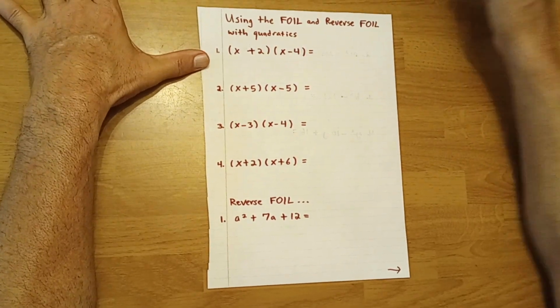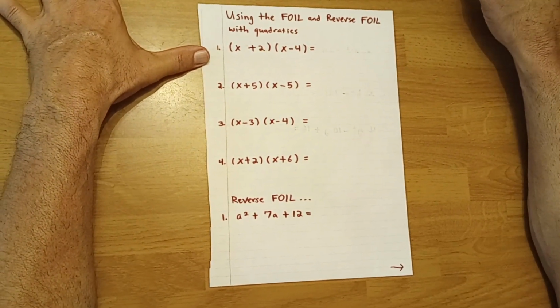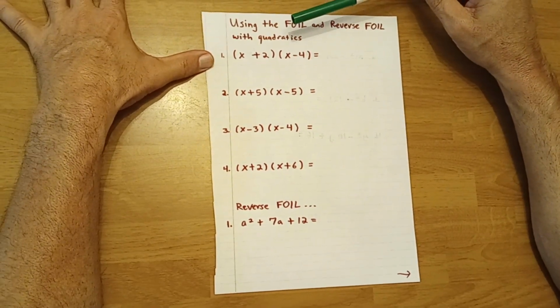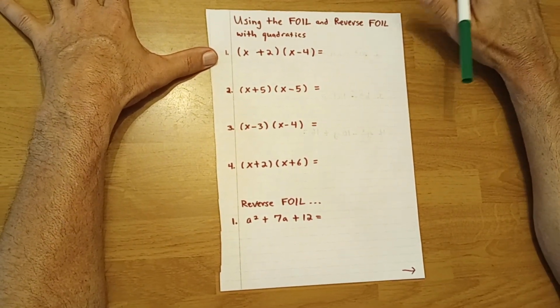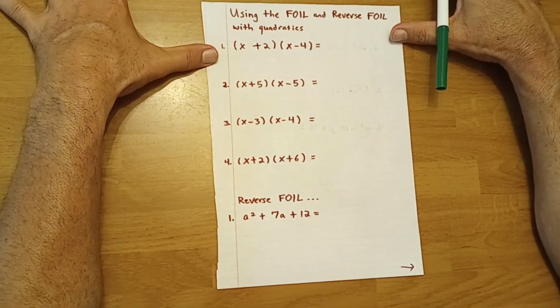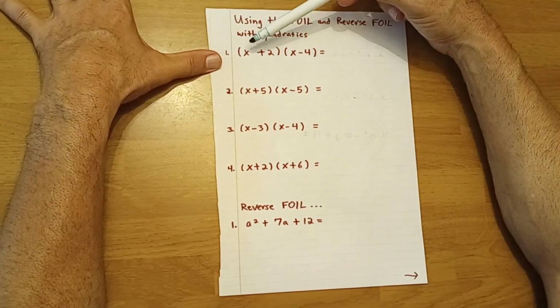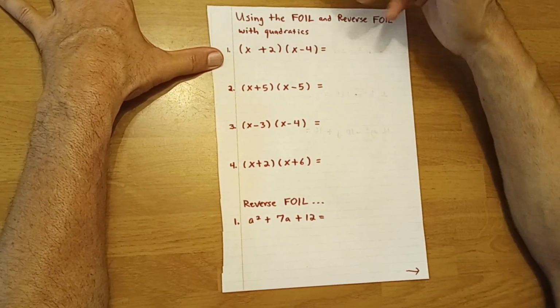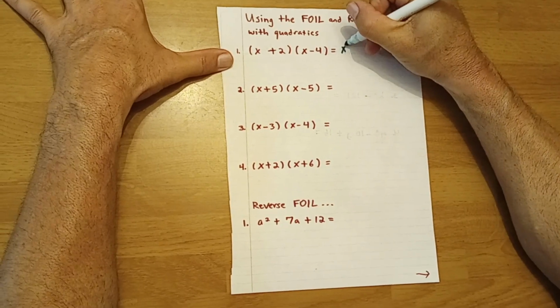Okay, so FOIL stands for first, outside, inside, last. So if you have a quadratic like x plus 2 times x minus 4, we're going to first multiply the first terms in each set of parentheses. So x times x is x squared.